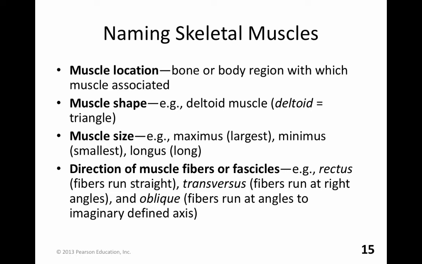We can also name them based on the direction of muscle fibers or the fascicles. So when we're talking about rectus, as in rectus abdominis, we're talking about the fibers running straight. If we're talking about something being transverse, we essentially are talking about fibers that run at a right angle, or oblique, we're talking about them running at an angle to some imaginary defined axis.